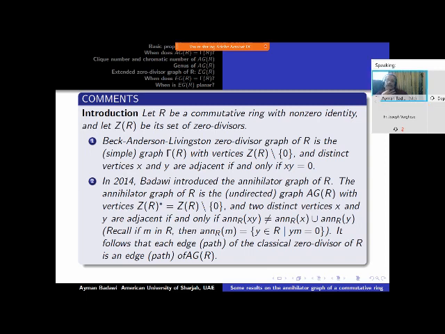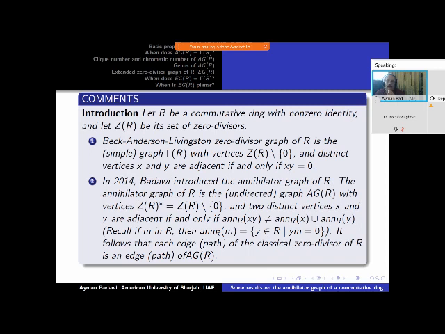What is a zero divisor graph of a ring? It's an undirected simple graph with vertices the zero divisors of the ring, you take away the zero. And how do you connect two vertices? You connect two vertices if you multiply them and you get zero. So the vertices are the non-zero zero divisors of the ring, and two vertices are connected by an edge if and only if when you multiply them you get zero.